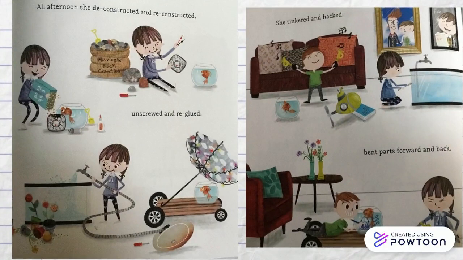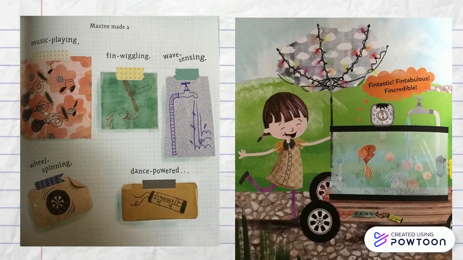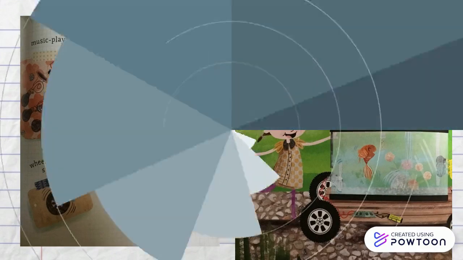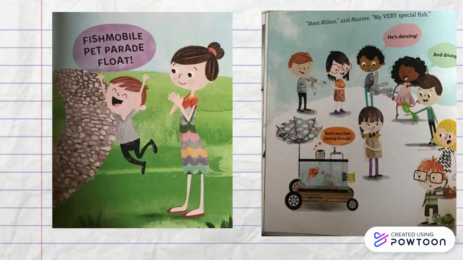All afternoon, she deconstructed and reconstructed, unscrewed and re-screwed and re-glued. She tinkered and hacked, bent parts forward and back. Maxine made a music playing, fin wiggling, wave sensing, wheel spinning, dance powered, fantastic, fantabulous, incredible Fishmobile pet parade float. "Meet Milton," said Maxine, "my very special fish. He's dancing and driving."